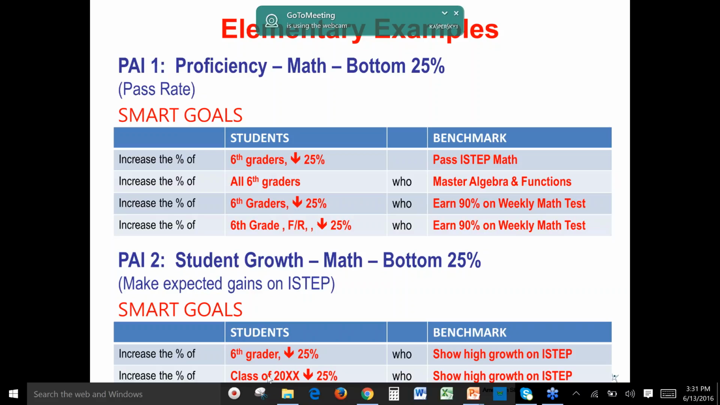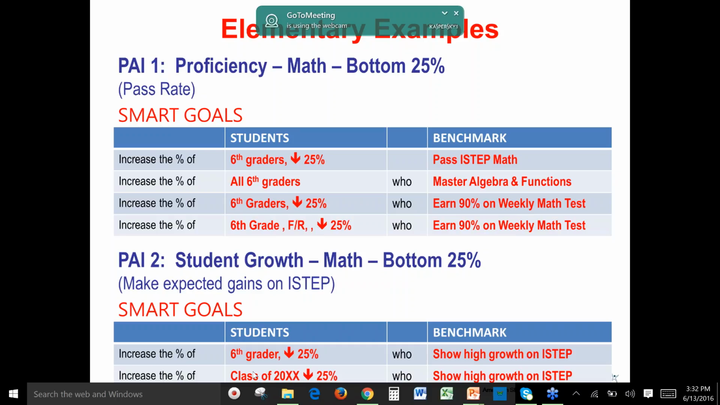But on the bottom one here, where it says to increase the percentage of the class of 2000-something in the bottom 25% that show high growth, instead of looking at sixth grade compared to sixth grade, we're going to look at one group of students, and we may start with them as third graders. So maybe it's the class of 2020-something. We'll start with them as third graders, and then we'll say what kind of growth they are going to do, and we'll project out a data target. And then that same group of students, now we're going to look at them as fourth graders, and the next year we'll look at them as fifth graders.